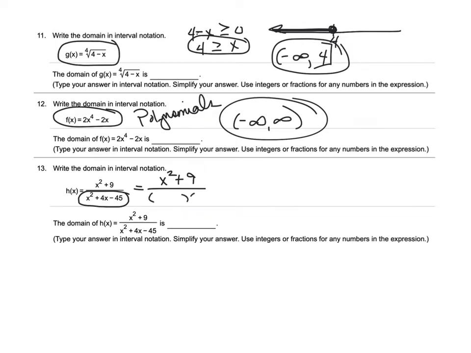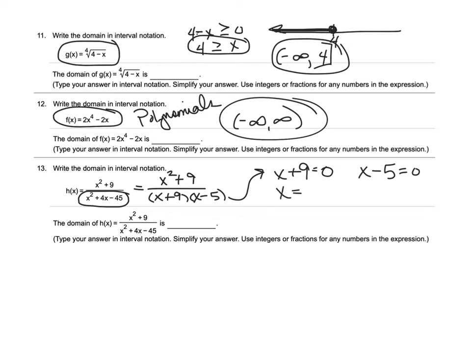So this factors. x, and let's see, 45 is what, 9 times 5? And 9 minus 5 is 4. So it factors. So you're only worried about the denominator. Set each factor, so I don't have much room, set each of those equal to 0 and solve.